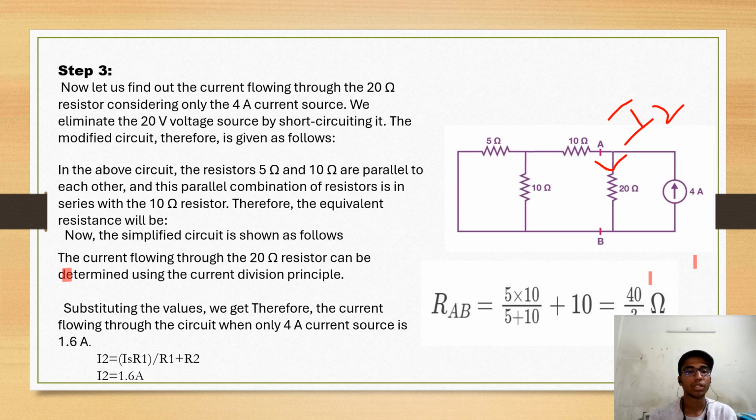The current flowing through the 20 ohm resistor can be determined using the current division principle, that is I2 is equal to IS into R1 by R1 plus R2. By substituting the values, the current flowing through the circuit when only the 4 ampere current source is present is I2, and that I2 is equal to 1.6 ampere.